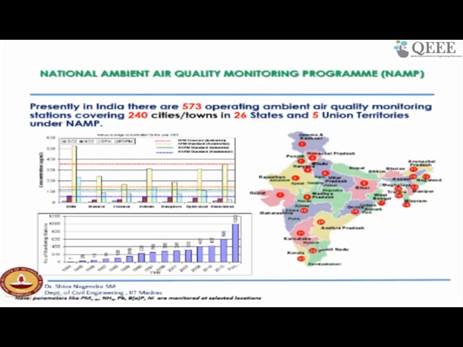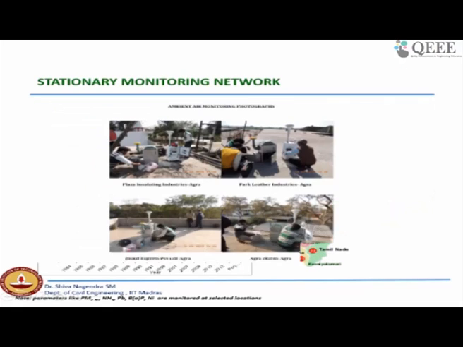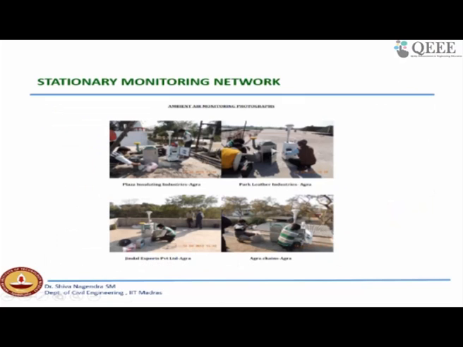So hence the more number of monitoring stations required, the more the capital investment increases. So this is an example of a stationary monitoring network. You are going to use high volume samplers. Sometimes they will use sophisticated instrumentation at a fixed place to capture the air quality.